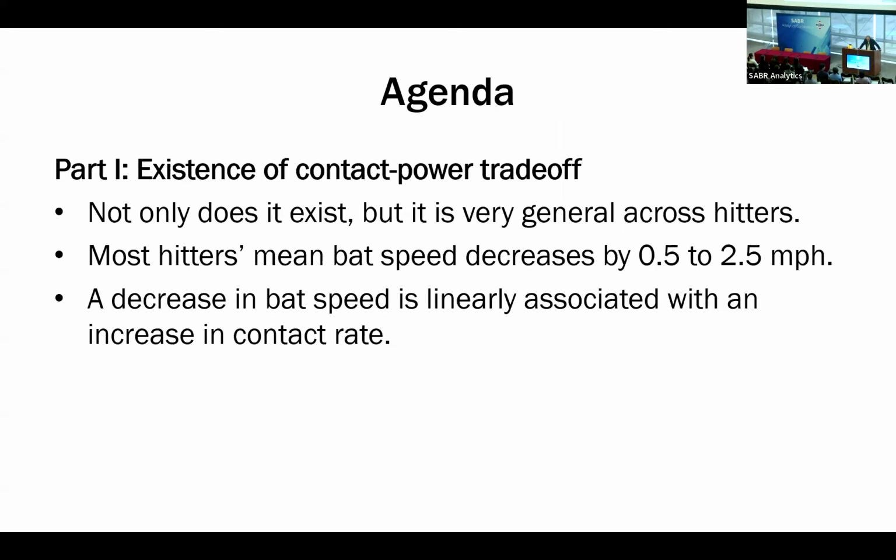Okay, so I'm just going to give an overall plan for the talk here. In the first part of the talk, I want to prove that this contact-power trade-off exists. And not only does it exist, but it is very general across hitters. So I'll show that most hitters' mean bat speed decreases by between 0.5 miles an hour and 2.5 miles an hour. And I'll show that a decrease in bat speed is linearly associated with an increase in contact rates.